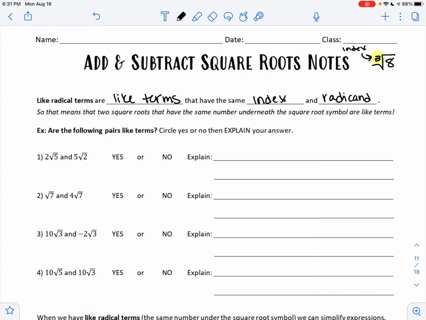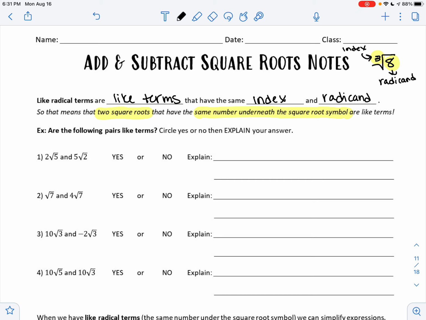If you have a square root, you don't see an index because it's automatically assumed to be a 2. And then the number inside the radical, so in this case 8, that is called the radicand. So that's the number inside the radical symbol. So to have like radical terms means that we have to have square roots that have the same number underneath the square root symbol. And that will give us like terms.